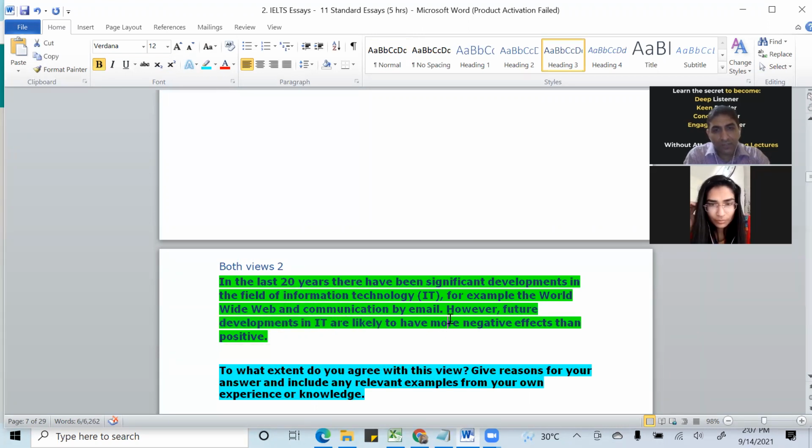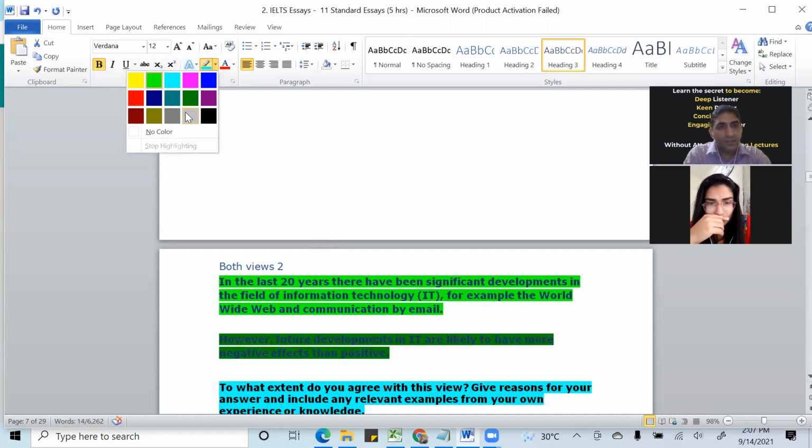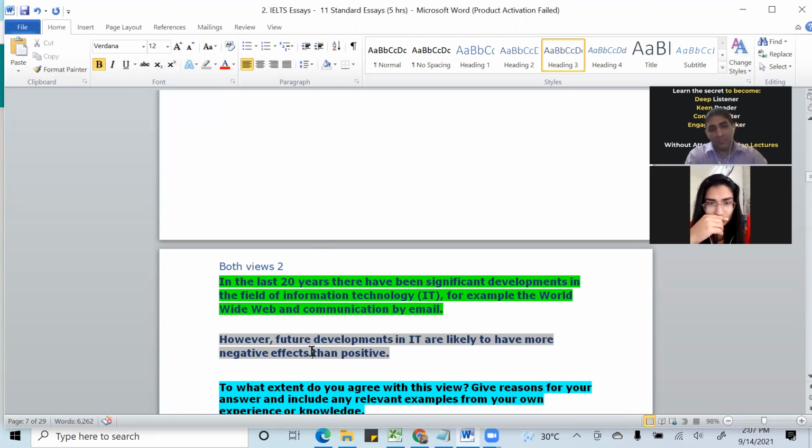So this is background information. Then this is one statement which can be true or false, and you have to decide whether this is true or false, and then you have to write an essay. So whenever you read a question, you should always divide the question in these parts.